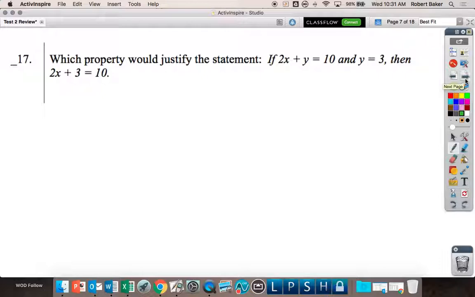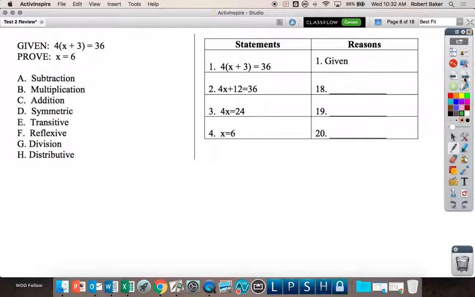Which property allows you to say that 2x plus y equals 10 and y equals 3, then 2x plus 3 equals 10? That's substitution. So you're taking a y out and you're plugging a 3 in. That's called substitution, the substitution property. Substituting in a 3 for where y was.